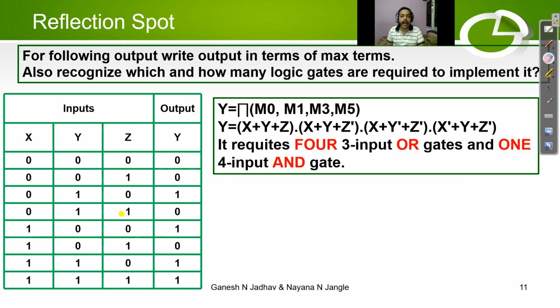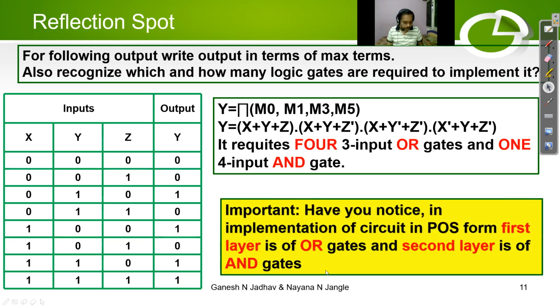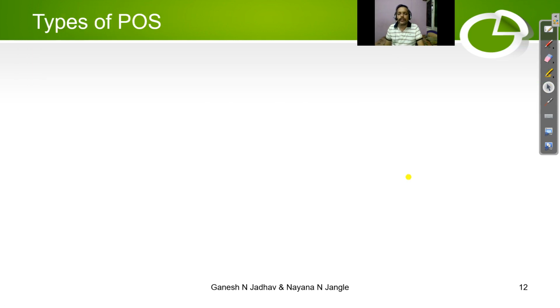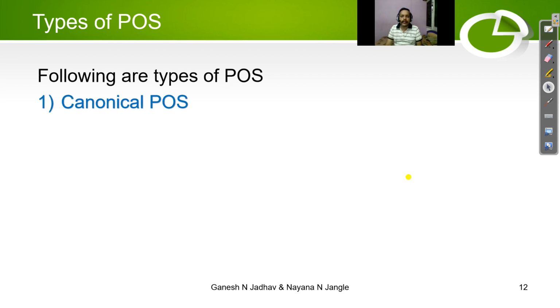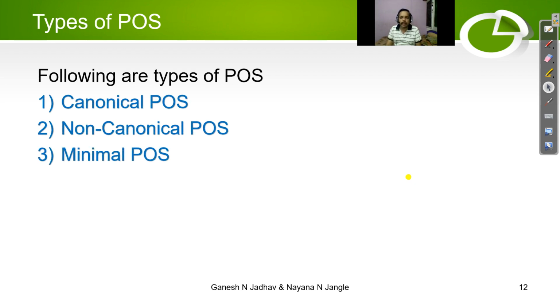Let's move. What are the types of the POS? Have you noticed that in this equation to implement the POS, the first layer is of OR gate and second layer is of AND gate. Let's see the detailed classification of the POS. So following are the types of POS: canonical POS, non-canonical POS and minimal POS.